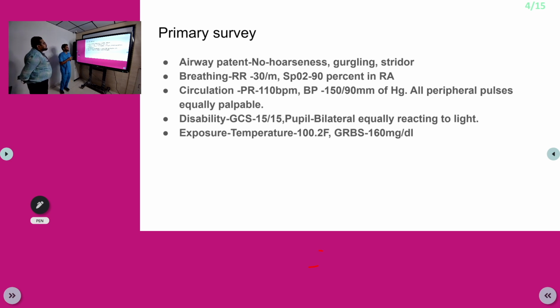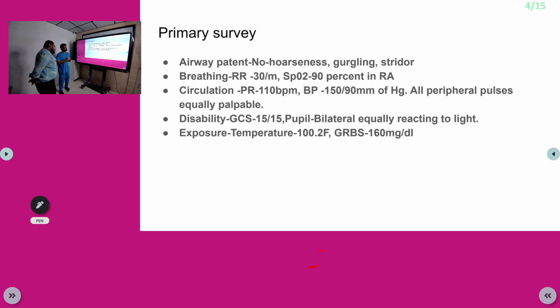Coming to circulation, the pulse rate was 110 beats per minute, BP 150 by 90 millimeters of mercury. All peripheral pulses equally palpable. At this point, we have inserted 2 large bore IV cannulas. Disability wise, GCS was 15 by 15, pupils bilaterally equally reacting to light. Exposure wise, the temperature was 100.2 degrees Fahrenheit, GRBS 160. In view of fever, we have given injection paracetamol 1 gram IV stat.